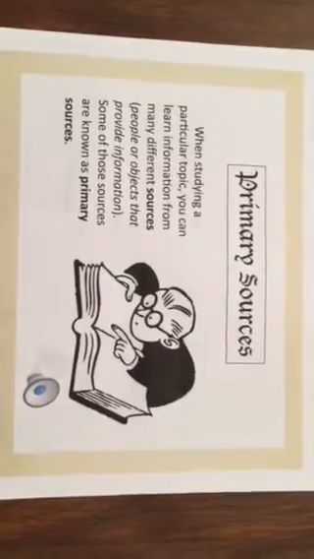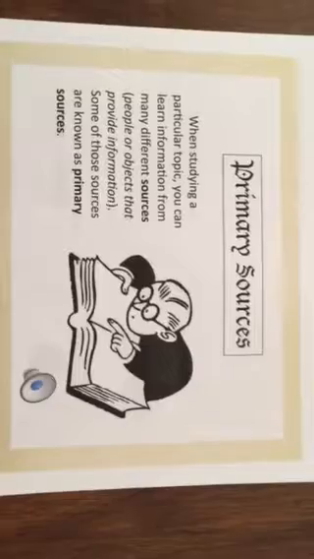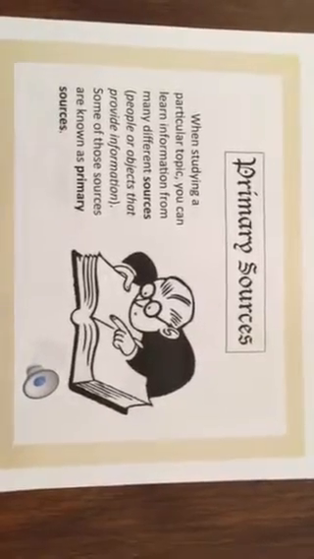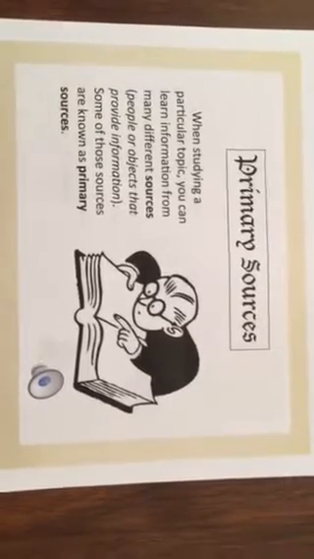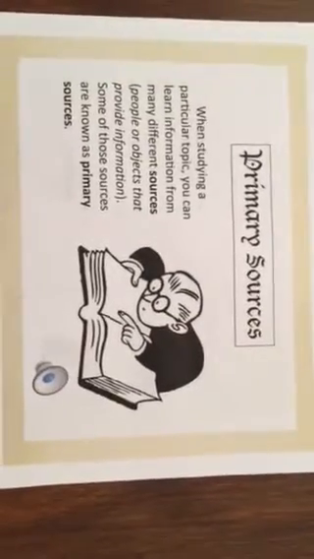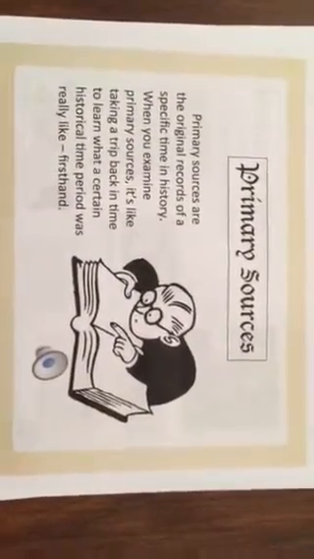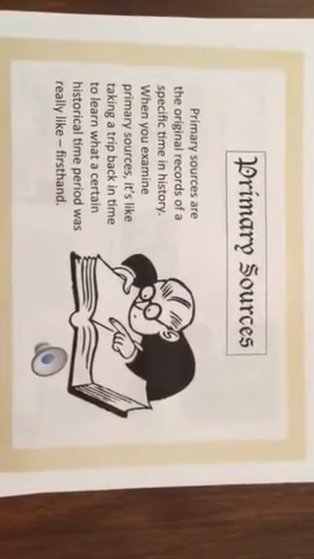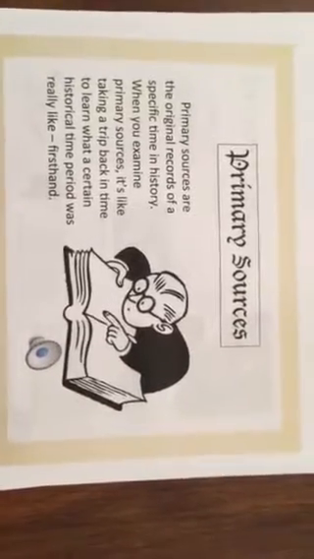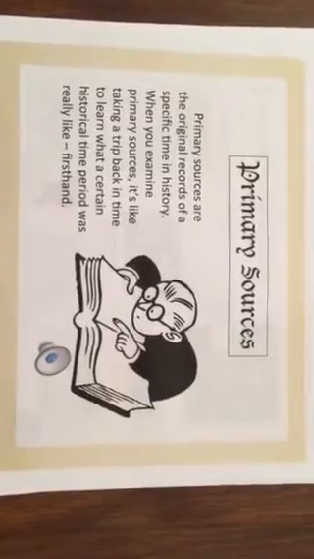When you are looking at a particular topic or a subject, you are using sources to tell you about that information. Probably the most widely used source to understand history is primary sources. Primary sources are the original records of a specific time in history. So when you're looking at a primary source, you're getting information from people who were actually there, from those first-hand accounts.